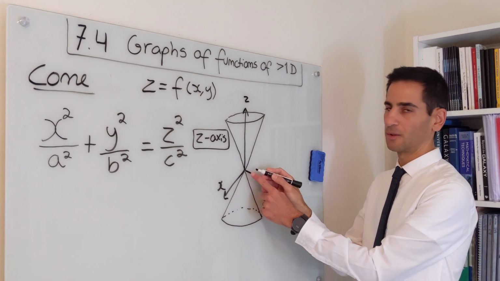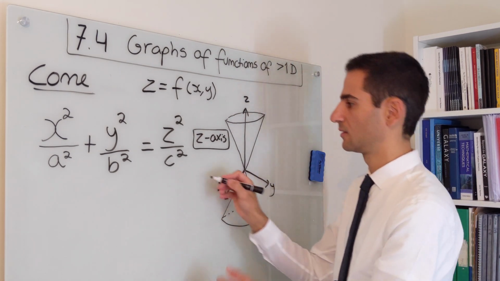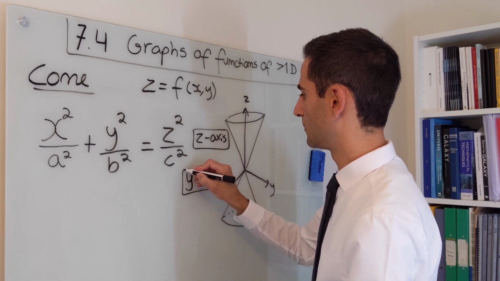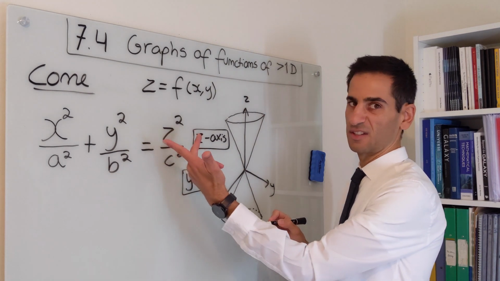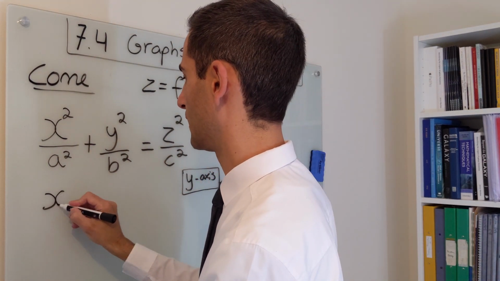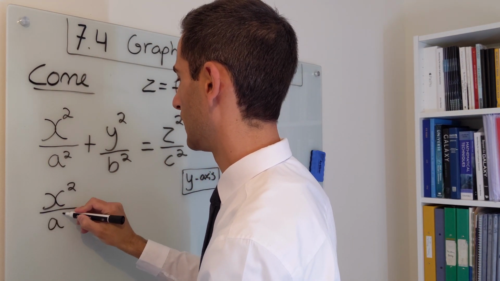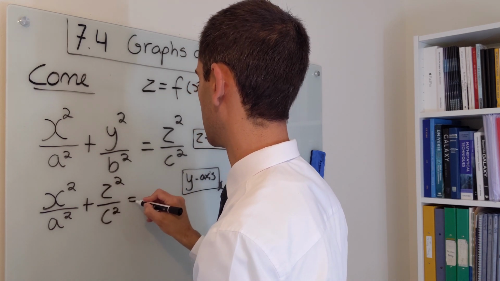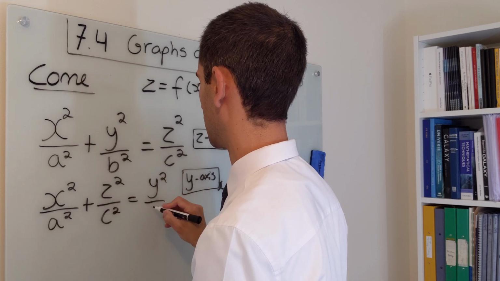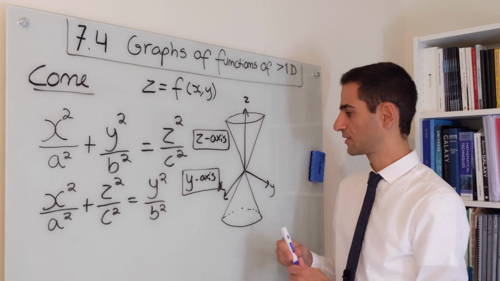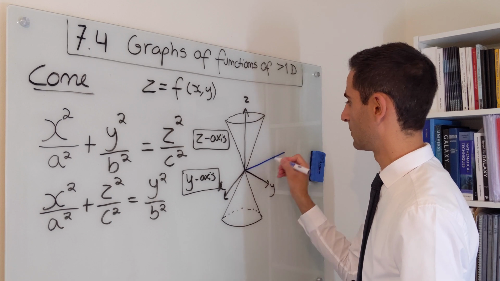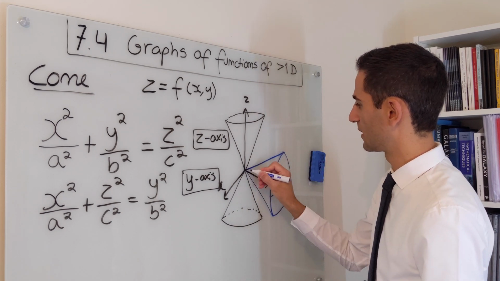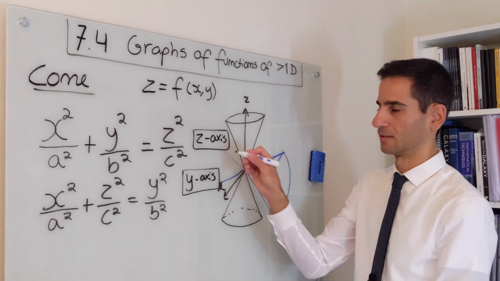But what if you want to open it along the y-axis? Then for that, you just need to manipulate this very easily and actually just change the variables. If you write something like x squared over a squared plus z squared over c squared equals y squared over b squared, then you will have something that will actually be opening up along the y-axis. You can imagine the rest.